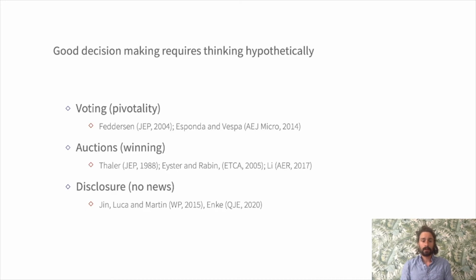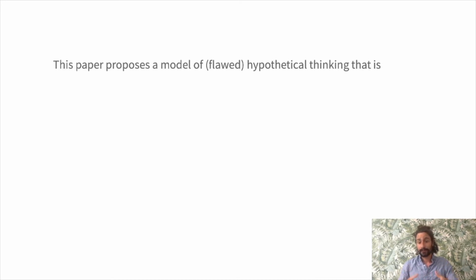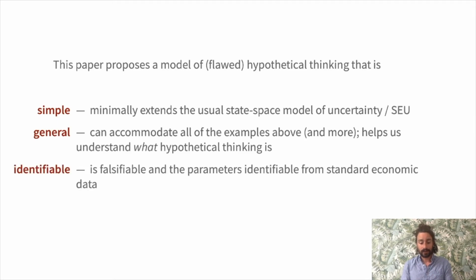So this paper proposes a model of flawed hypothetical thinking that allows a decision maker to have a subjective and potentially incorrect assessment of hypothetical events that is simple, general, and identifiable. And what I really care about here is that it can do two things simultaneously. It can represent the objective, say, mechanical version of the uncertainty, the modeler's view of the uncertainty, and also a subjective interpretation of that mechanical uncertainty.